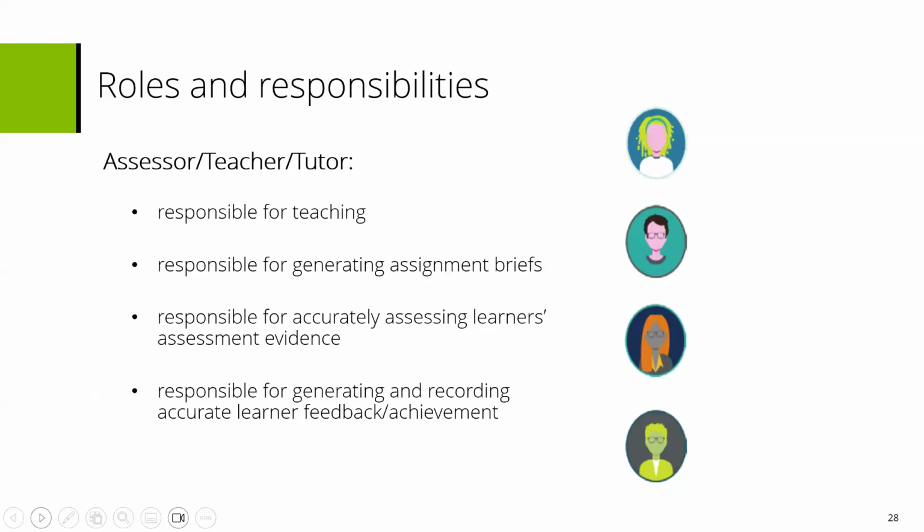Some of the roles and responsibilities around internal quality assurance are first of all, the assessor, or sometimes known as the teacher or tutor. They're responsible for teaching the specification and delivering the content from within the specification. They're also responsible for generating the assignment briefs, whether that be a Pearson set assignment or an authorised assignment brief. They're responsible for accurately assessing the learner's assessment evidence using the specification and the relevant grading criteria to make those decisions. And they're also responsible for generating and recording accurate learner feedback and the achievement.